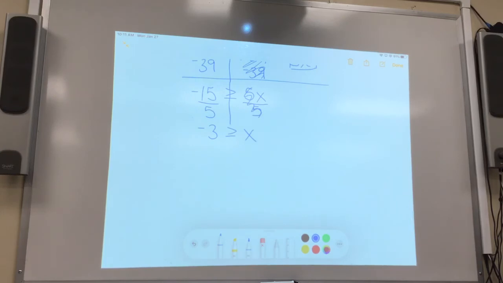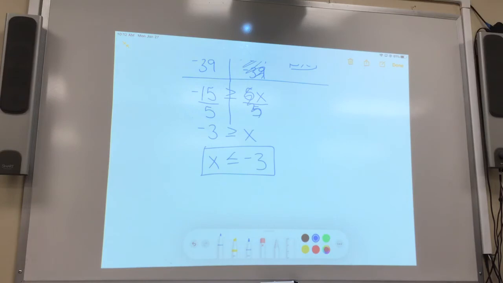If you already switched your inequality, you're done. If you solve it like this, though, you do have to flip to get the variable on the left. So x less than or equal to negative 3. If you want to flip the sides, the inequality also flips.